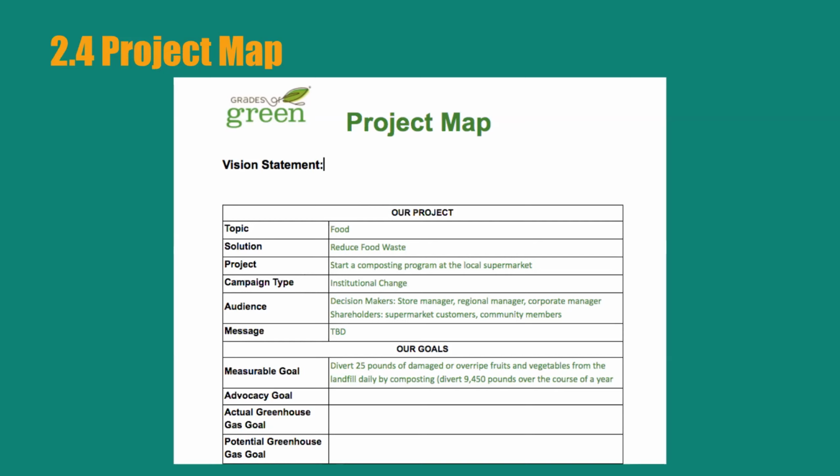Yeah, a couple. So the topics we introduced at the beginning, we've got the five topics: energy, food, waste, transportation, and trees. In our example here, the topic we've been using throughout is food.